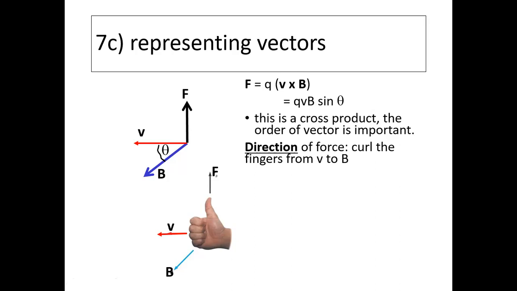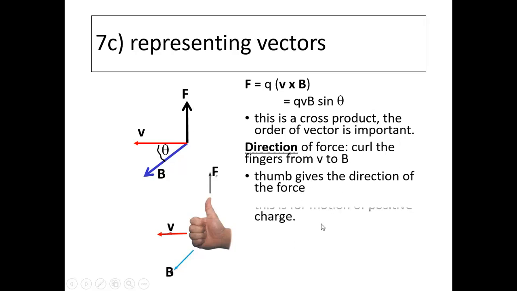Right? Curl from V to B. That one there. And the thumb represents the force. So whatever you use is up to you in the exam, as long as you get the right answer. Thumb gives the direction of force. You curl your fingers from V to B, and then there's your thumb. Right hand grip rule, or right hand curl rule, sorry.